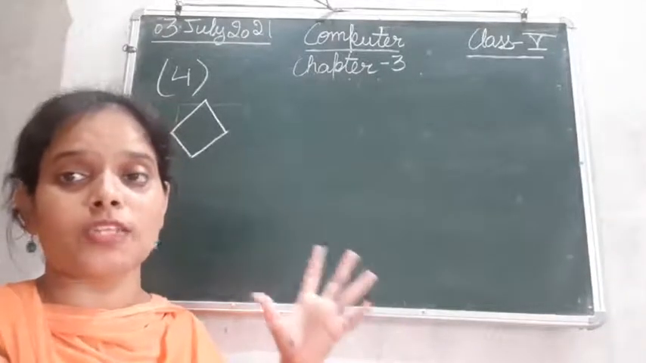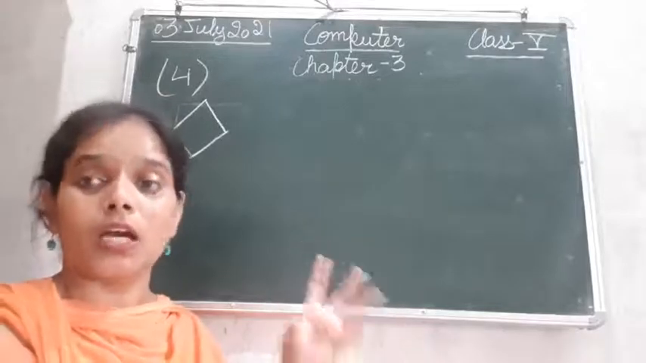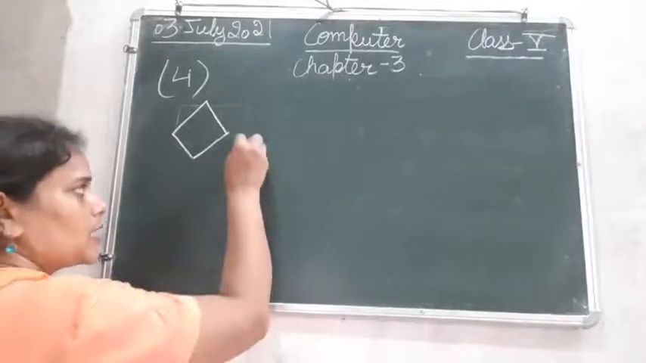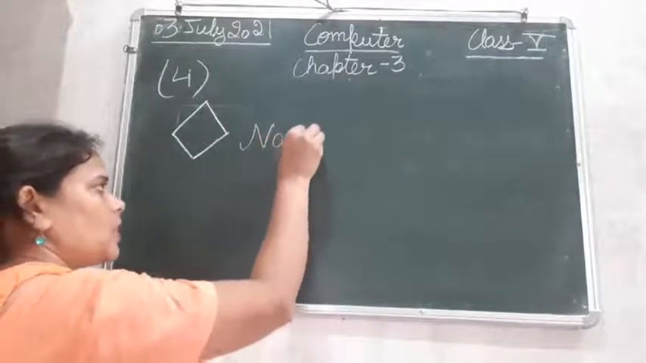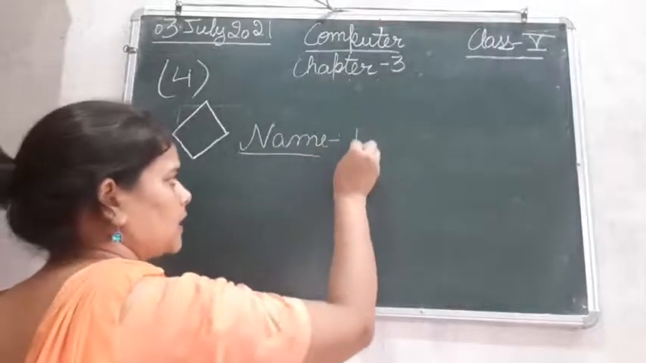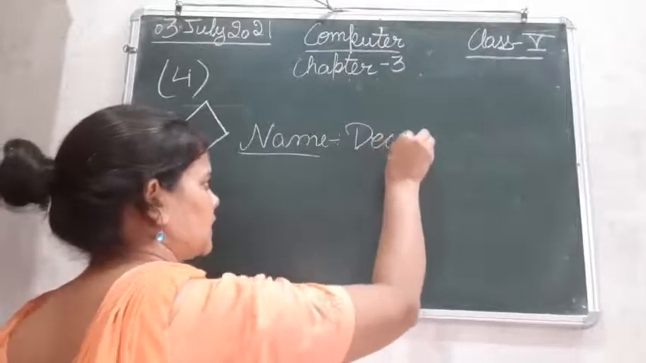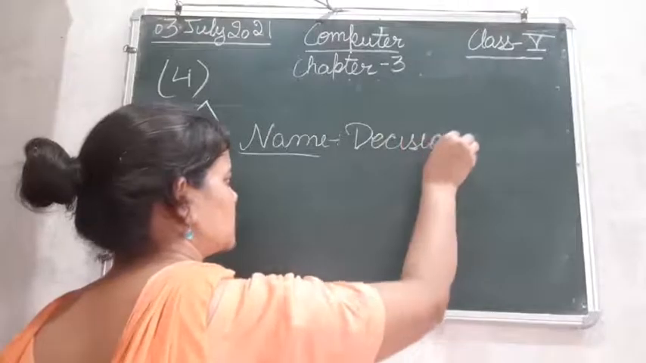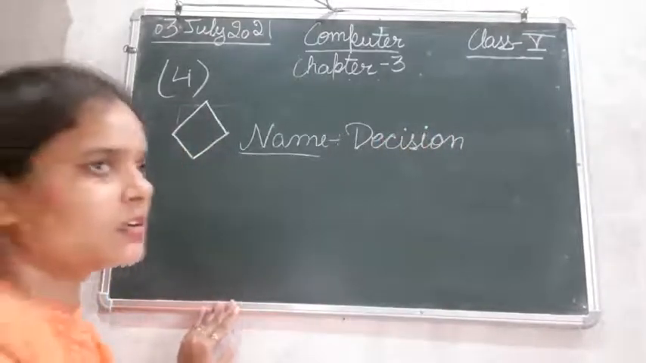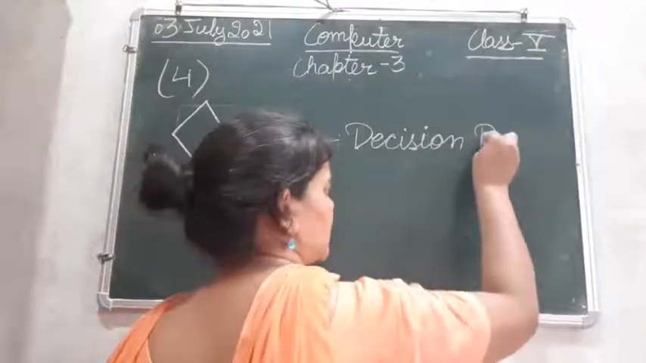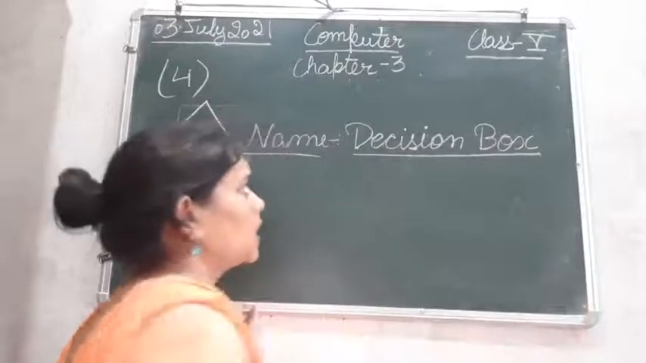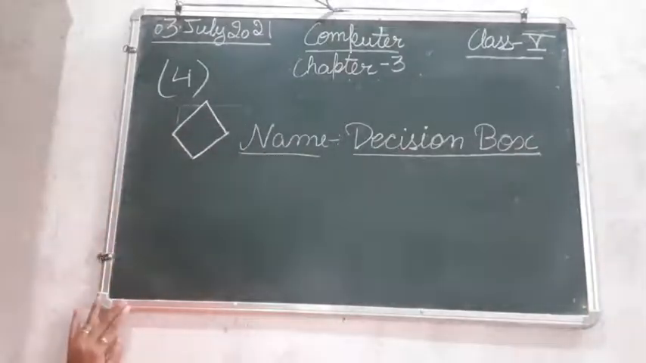ये हमारा decision box है that we use while making a flow chart, जिसको कि हम flow chart बनाते हुए use करते हैं. So what is the name of this rhombus shaped box? That is decision box. Okay, so this rhombus is a decision box.